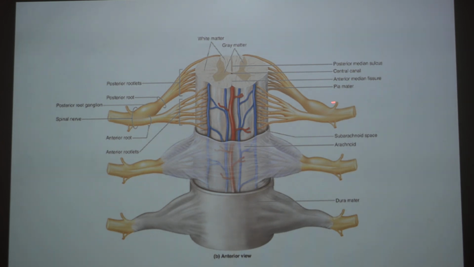You can also see that with the dorsal rootlet there is a dilatation, and this dilatation is the dorsal root ganglion. And the dorsal root ganglion consists of the cell bodies of the sensory neurons which supply the spinal cord.